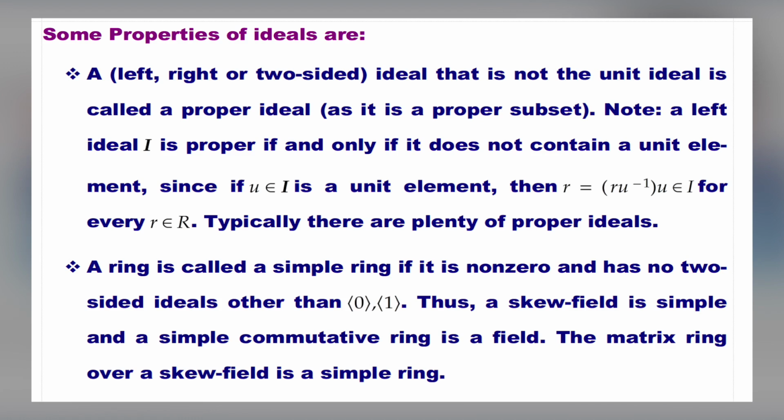A ring is called a simple ring if it is non-zero and has no two-sided ideals other than the ideal generated by 0 and the ideal generated by 1. Thus, a skew field is simple and a simple commutative ring is a field. The matrix ring over a skew field is a simple ring.